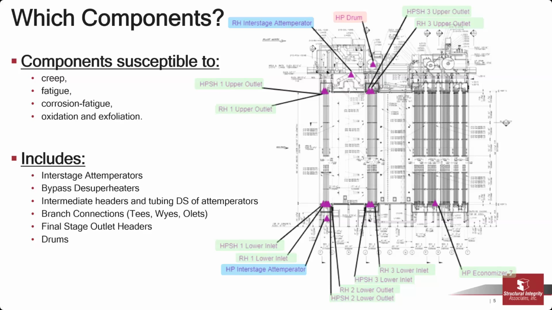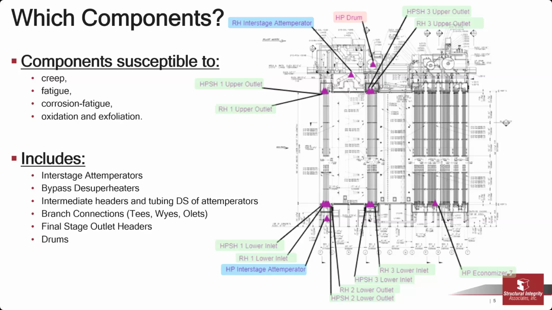So what components are we going to monitor? This is anywhere that has a high temperature and a thick component that could lead to some creep damage if it's high temperature. So our hottest areas like HP superheater outlets, for example, HP superheater tube to header weld connections.